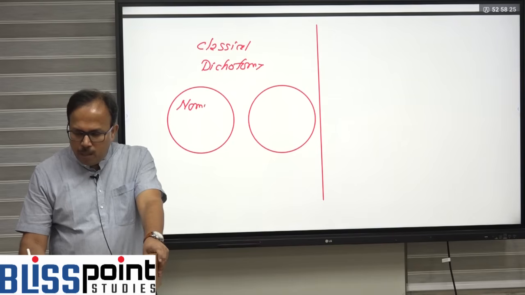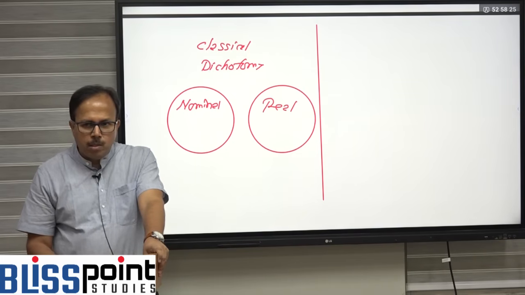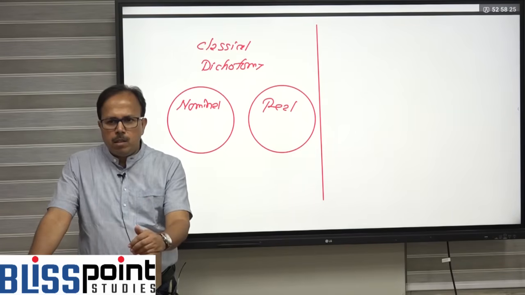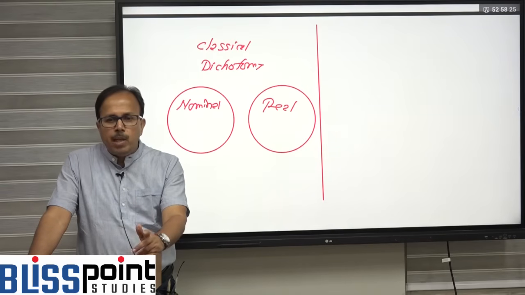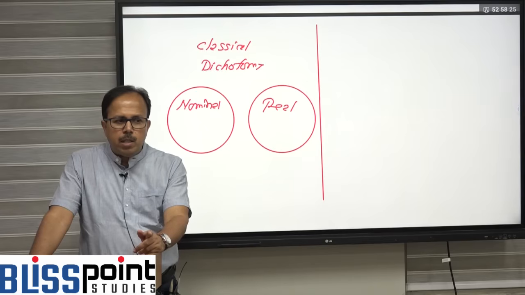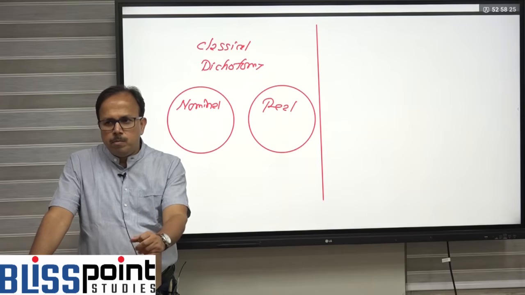In economics, there are many nominal variables and there are some real variables. So what is the difference between nominal and real? Nominal wage, real wage. Nominal exchange rate, real exchange rate. Nominal interest rate, real interest rate. Nominal money supply, real money supply. What is the fundamental difference between nominal and real?